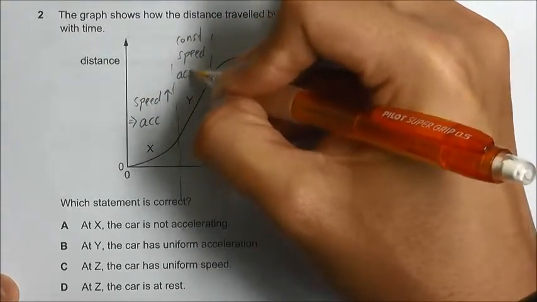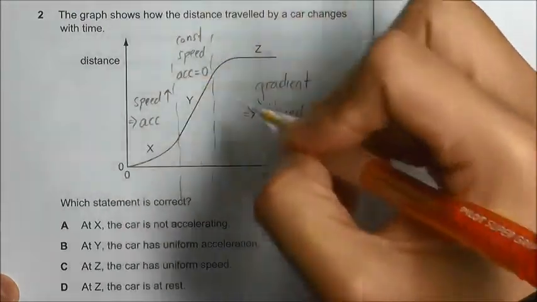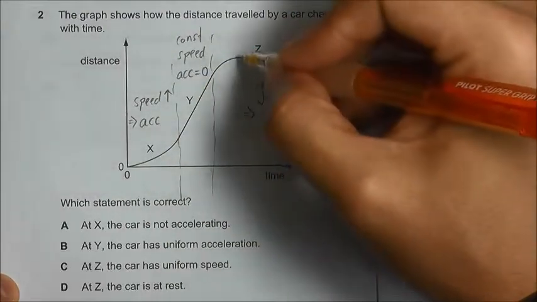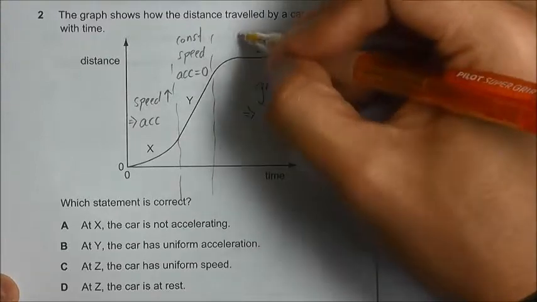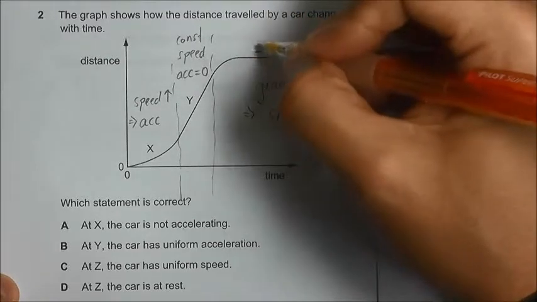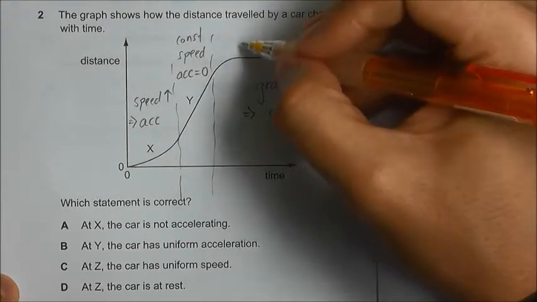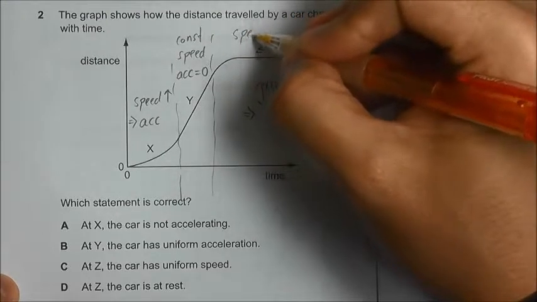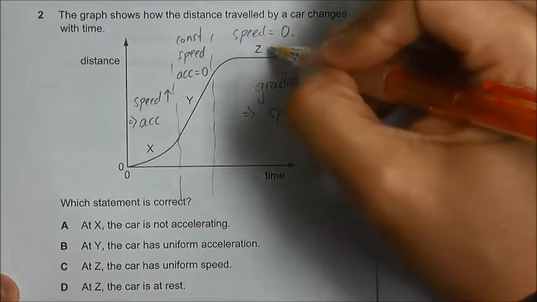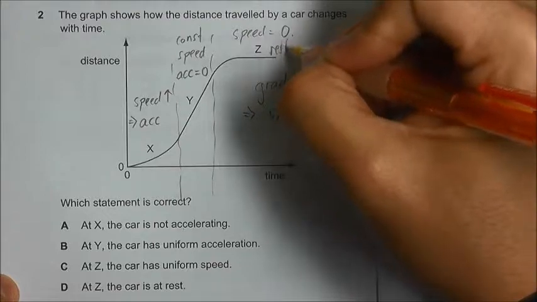Okay, for y, we see a straight line, so the gradient is constant, the speed is constant. So there is no acceleration, it is equal to 0. At z, the graph is horizontal, that means that there is no increase in the distance. So the gradient is 0, the speed is 0, that means it is at rest.